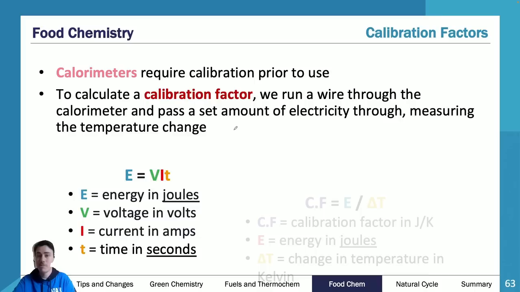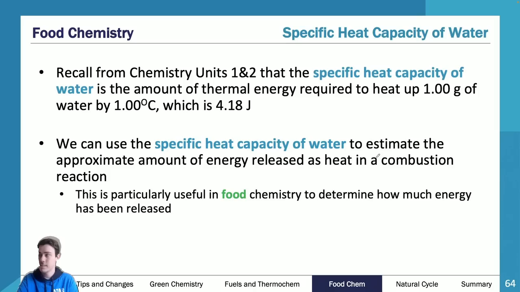1 mil of water is not 1 gram. Converting from mils to grams, it's 0.997. It's not 1. It's very close to 1, but it's not 1. So please remember that when you're working with specific heat capacity, you need to have water in grams, not in mils. So we can use the specific heat capacity of water to estimate the approximate amount of energy released as heat in a combustion. This is particularly useful in food chemistry, as we're discussing now.